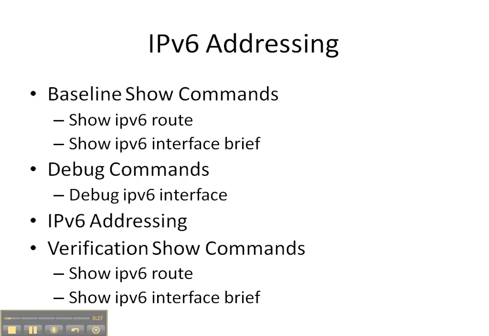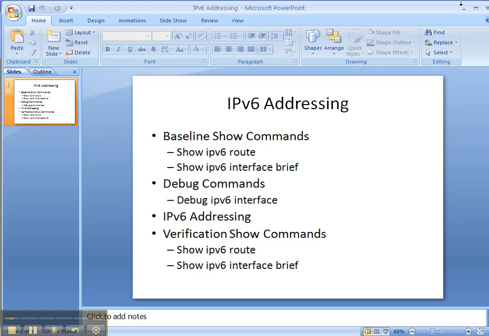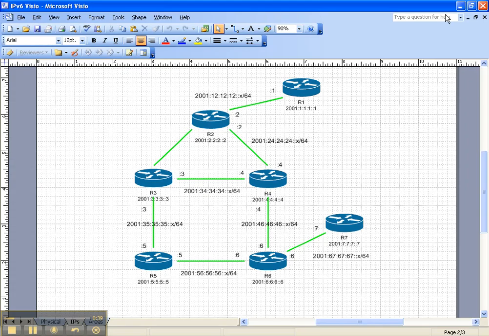And then we're going to finish up with the verification show commands of show IPv6 route and interface brief to see what's changed once we're done. So let's look at the network topology. We're going to basically be addressing these links right here.